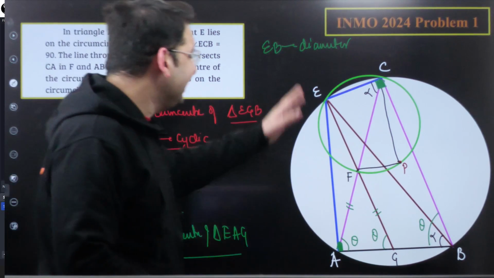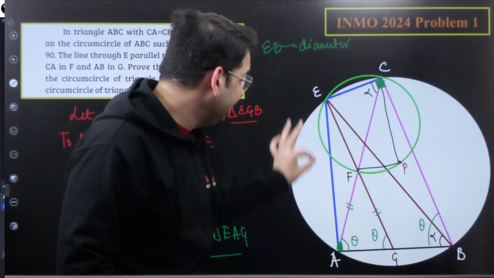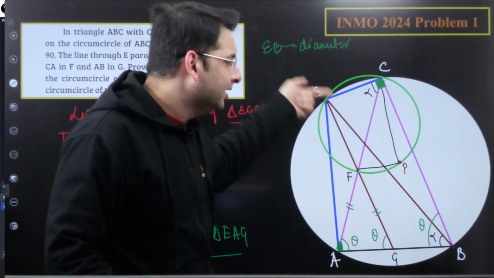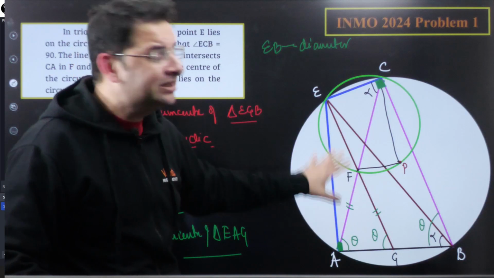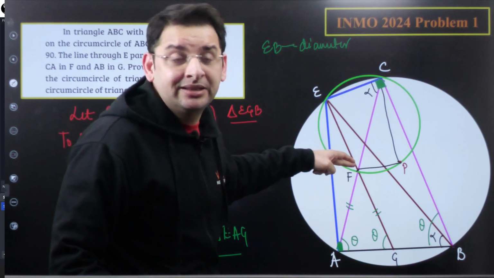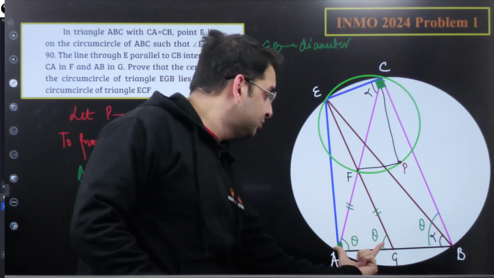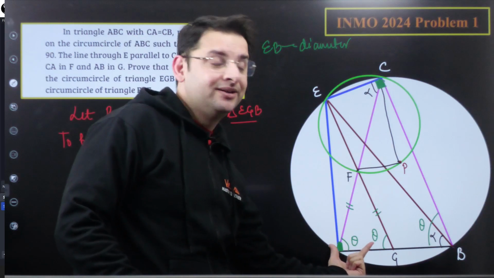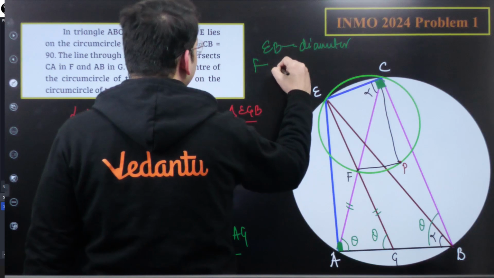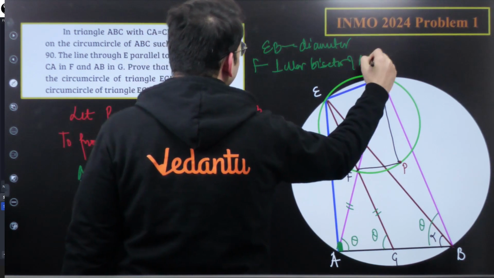So the circumcenter of EAG, we know, will be somewhere on EG. We know that the circumcenter of EAG, because it's a right angle triangle, is going to be the midpoint of EG, on the hypotenuse. It is a point somewhere on EG. I also know that F lies on the perpendicular bisector of AG, because these two angles are equal. So if these two angles are equal, F lies on the perpendicular bisector of AG.